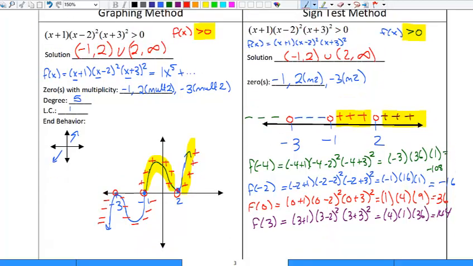Again, look at the two examples and see which one makes a little bit more sense to you. I find the graphing method a little bit more intuitive. The sign test method has a lot more tedious work to it.